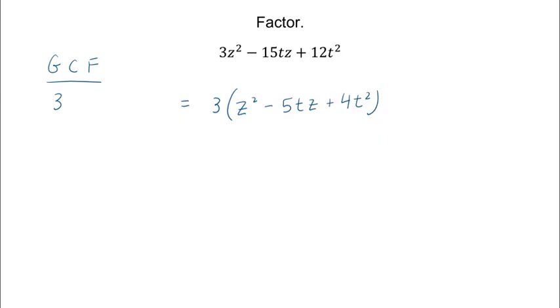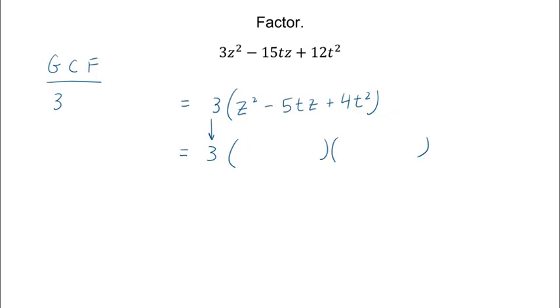Now let's look at the polynomial we have remaining inside our parentheses. That's a 3-term polynomial with a leading coefficient of 1. So this is a trinomial with a leading coefficient of 1. So let's continue factoring that trinomial. We know that the trinomial will factor into 2 binomials. And we also know that we need to bring our GCF down with every factoring step that we take.